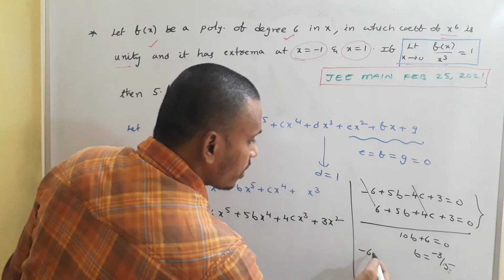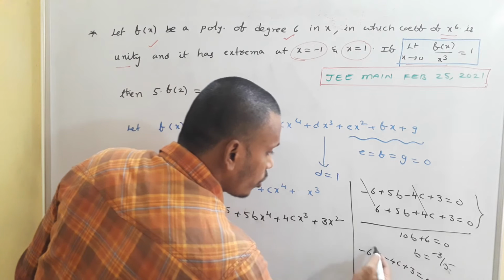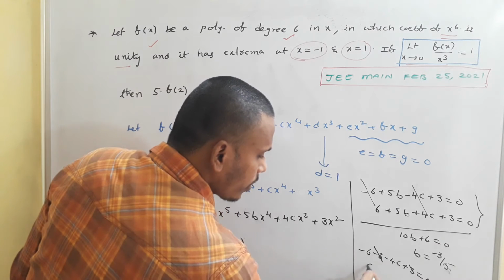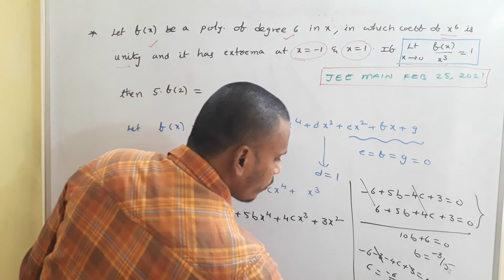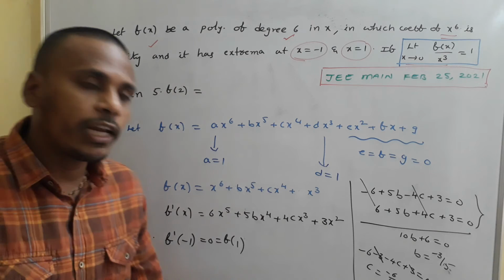Then -6 -3 -4c plus 3 is equal to 0. These two will get cancelled. c is equal to -6/4, that is equal to -3/2. And then we have the b value and the c value.